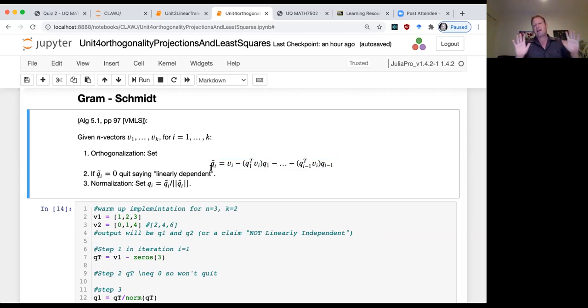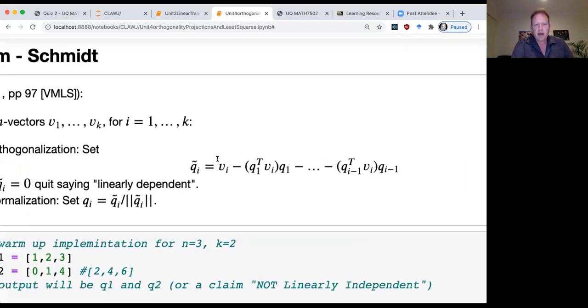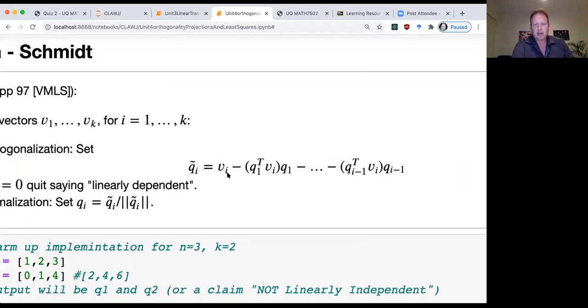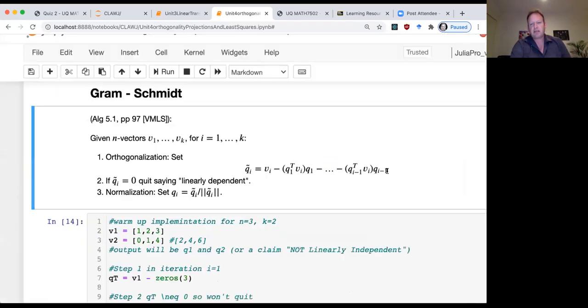Why do we quit? Because the vectors v1 through vi, at the ith iteration, are linearly dependent. And we actually know how, because qi is a linear combination of vi and the previous q's, and all those previous q's are linear combinations of the other vi's. So we quit.